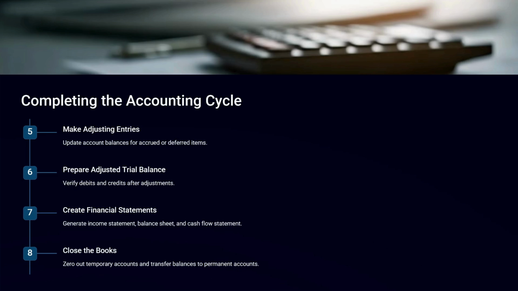At the end of the year, the company updates their account balances for accrued or deferred items. We will break this down in the next lesson. Then we prepare the adjusted trial balance by checking all the different transactions with the trial balance, verifying debit and credit after adjustment, and making sure that our transactions are correct. Then we create the financial statements, which are based on the data from the trial balance.